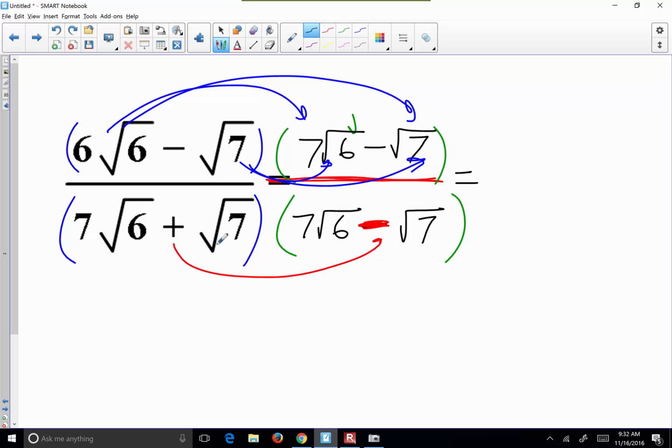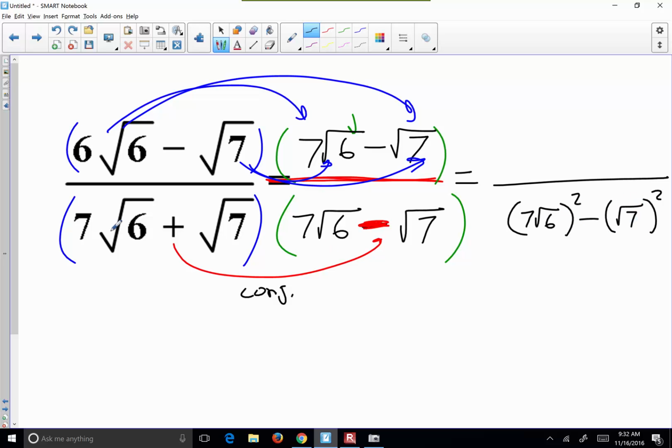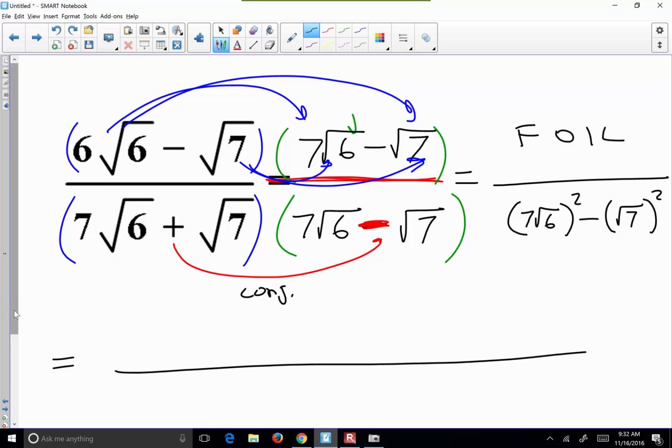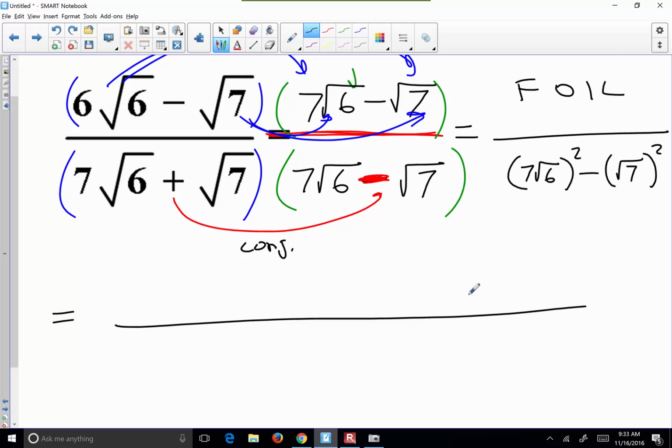Bottom, however, this is conjugates. It's easy, it's just a difference of squares of each term. 7 root 6 squared, 7 root 7 squared, that's it. Bottom is easy, top is foiling. Yeah, I don't think I can foil on this short space, but I will foil on the next page and put it here on the top, okay? Or I can do it right underneath. Okay, let's first finish the bottom then.